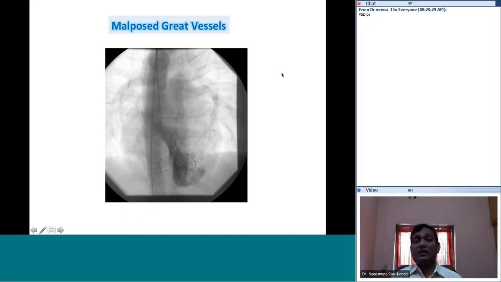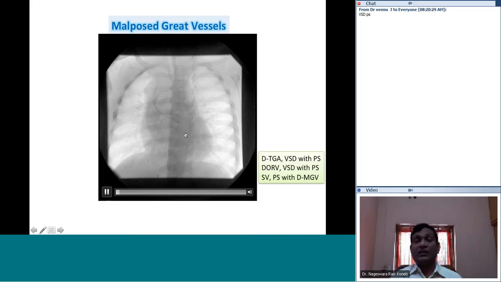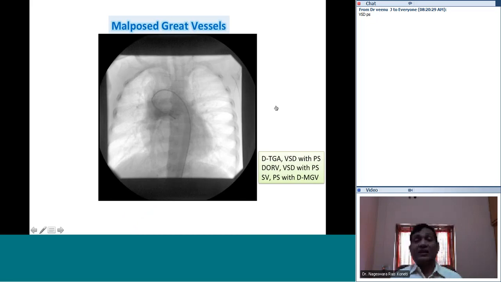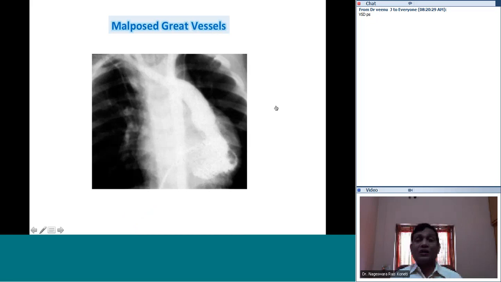Similarly, you can see one more example here. The ascending aorta is extremely right-sided in a DTGA VSD PS situation, and you can imagine that this ascending aorta, because it is the only bigger vessel, will produce pulsations on the right and anterior. This is an angiographic still picture of LTGA, corrected TGA, where the ascending aorta is on the left side here, and this will produce pulsations on the left side.